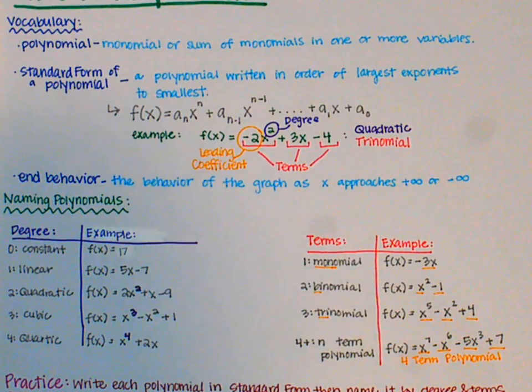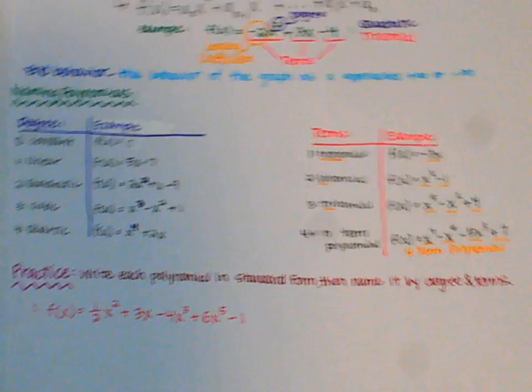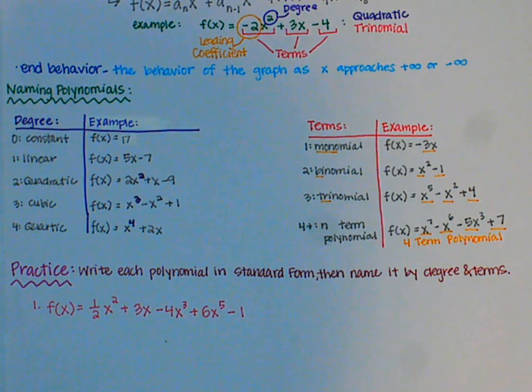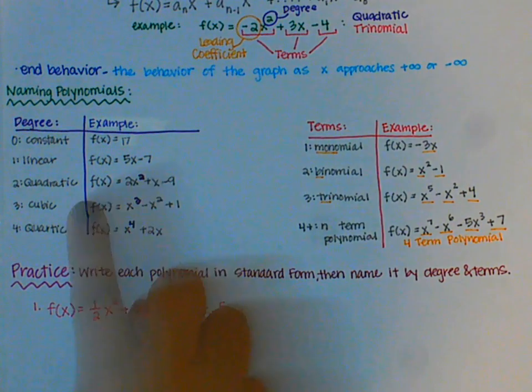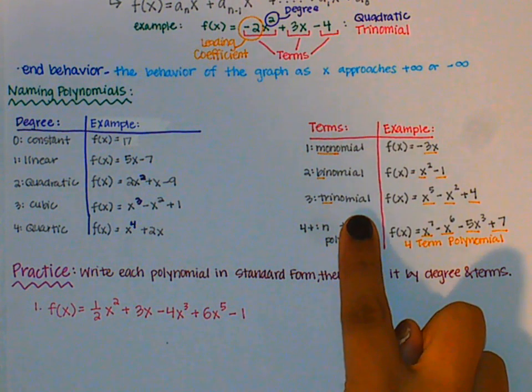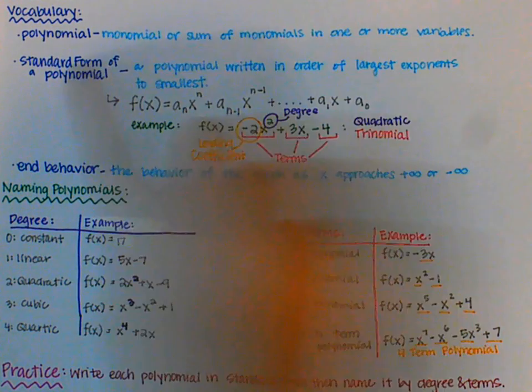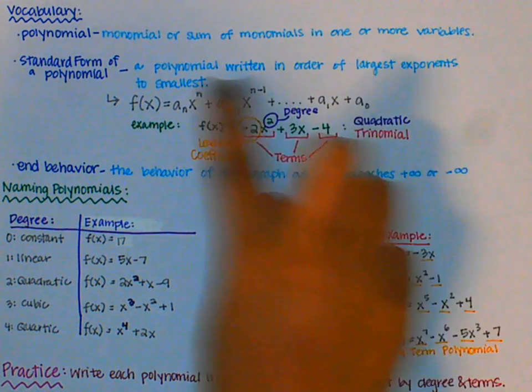So we're going to go ahead and get started with our first practice problem. I want us to write each of these polynomials, there's going to be 2, in standard form first, and then I want you to name it by degree and number of terms. So let's get started here. The first thing I want to do is identify that biggest exponent, because I know that to write it in standard form, I need to do it from largest to smallest.